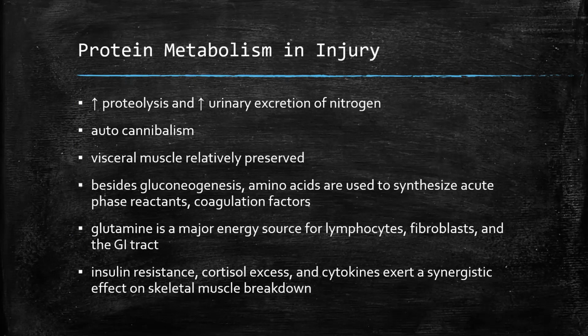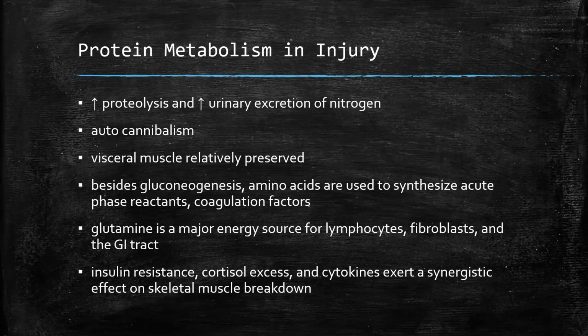Besides using these amino acids for gluconeogenesis, they're also used to synthesize a variety of important healing products like acute phase reactants and coagulation factors. Glutamine is also an energy source. Colon cells use glutamine, as do lymphocytes and fibroblasts, which will become important in healing. Again, all of this protein catabolism is under the influence of cortisol excess and a variety of cytokines that are important in the inflammatory response.